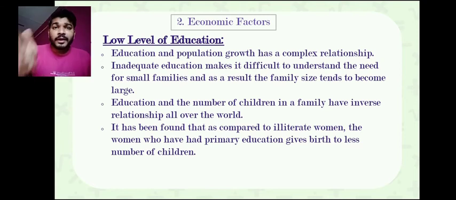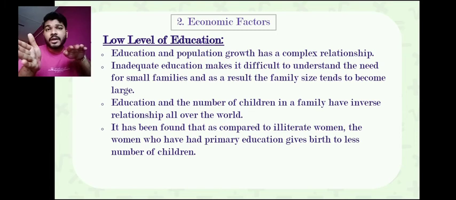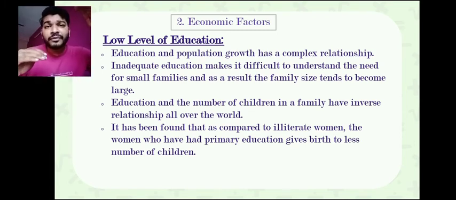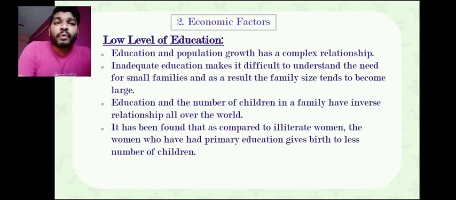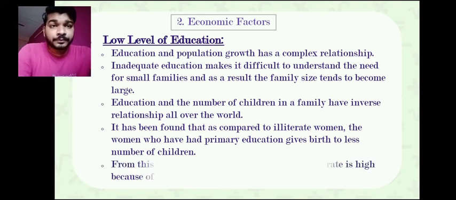If a female is educated, the number of children will be less. If a female is uneducated, the number of children born in a family is more. So what you find is that a low level of education creates a higher birth rate in India than among literate females. So this becomes a problem again in India, creating a high birth rate.